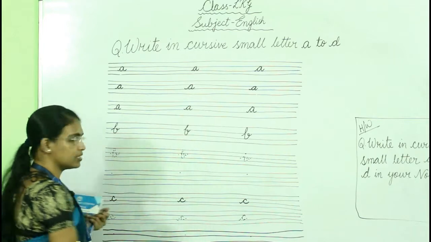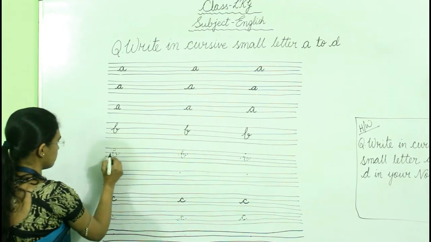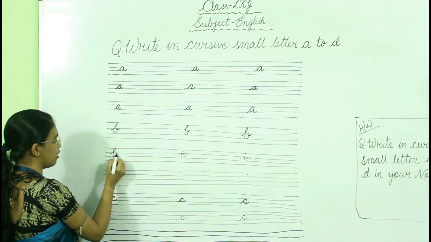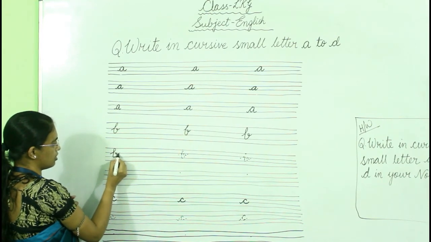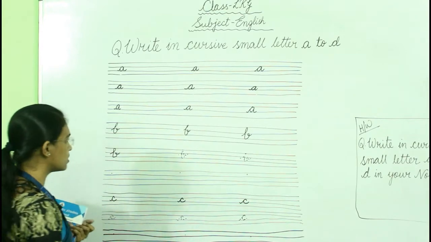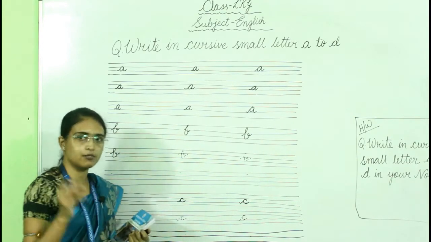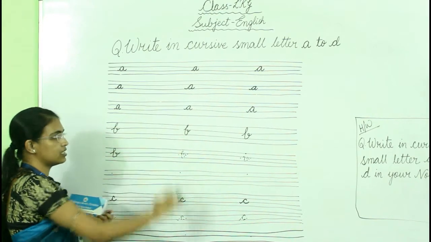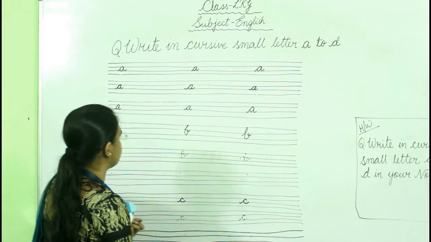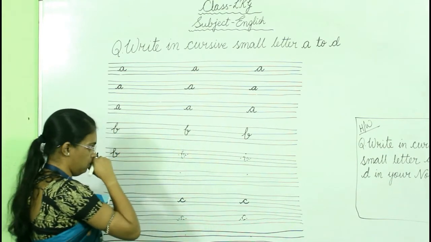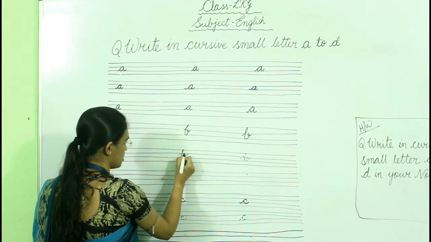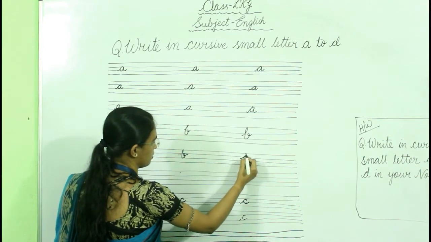Now we will write cursive capital letter B. From here you have to start, draw a curved line, then a straight line, then again a curved line, half curved line like this, then another curved line like this. This is cursive small letter B. This is cursive small letter A and this is cursive small letter B.